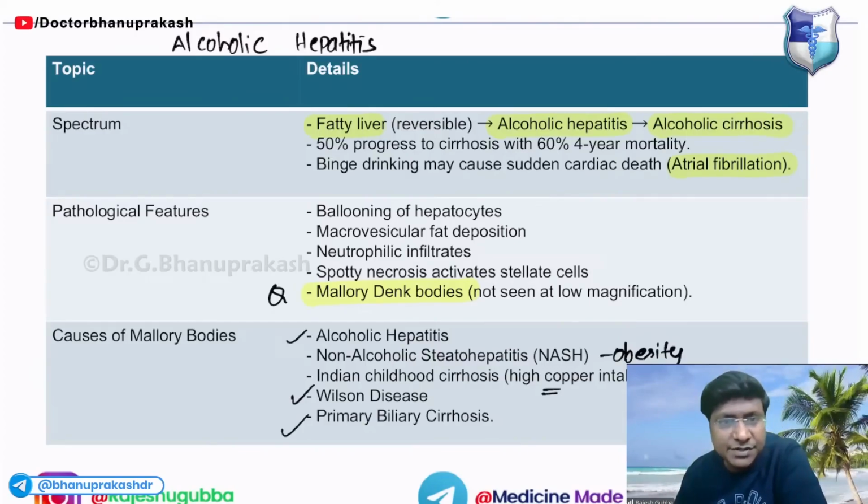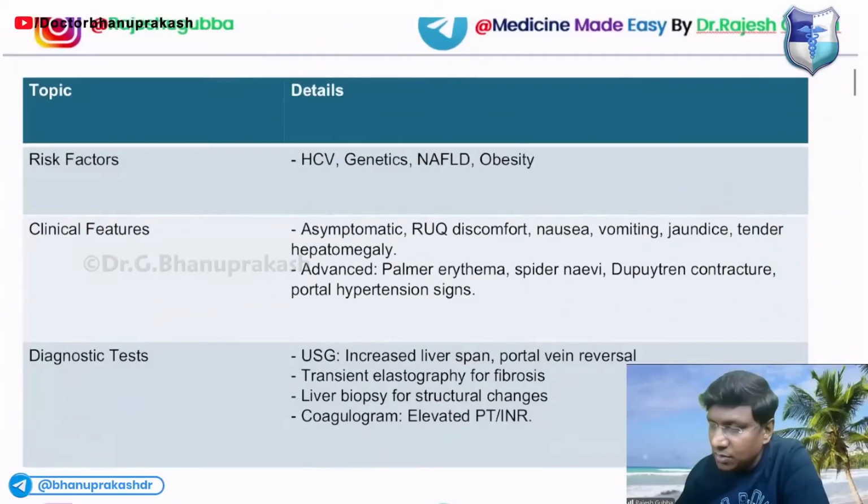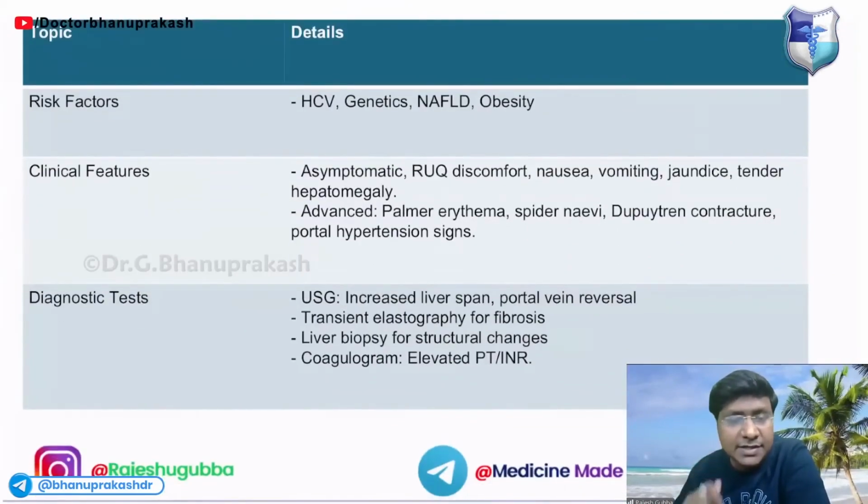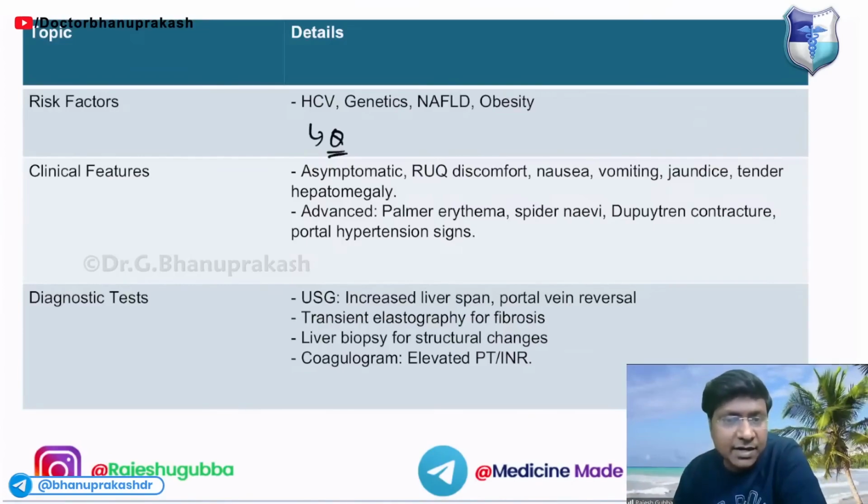And the next level of the question that they will be asking you in alcoholic hepatitis is, what are the risk factors for the development of this alcoholic hepatitis? I'll tell you what is the question. The question is your HCV. So the HCV viral infection is a very important risk factor for the development of alcoholic hepatitis.